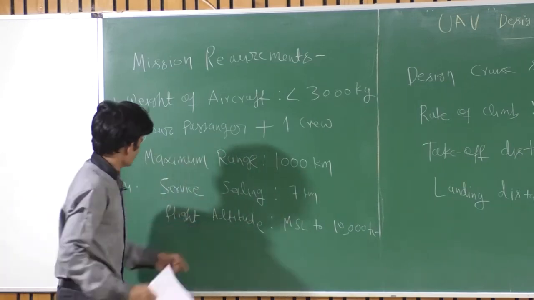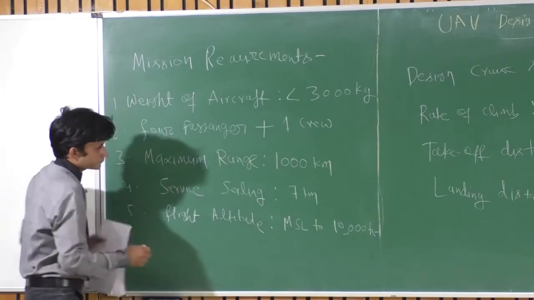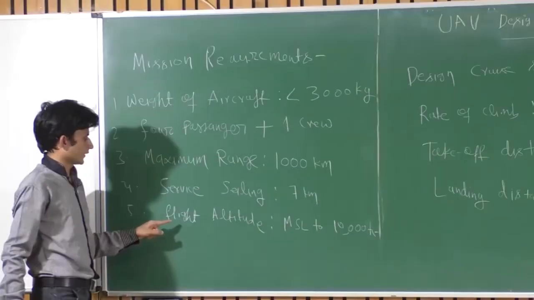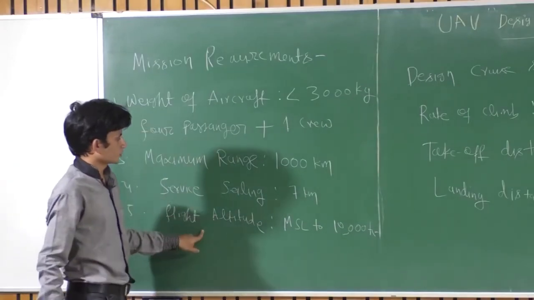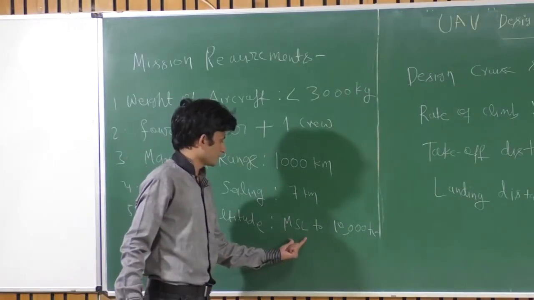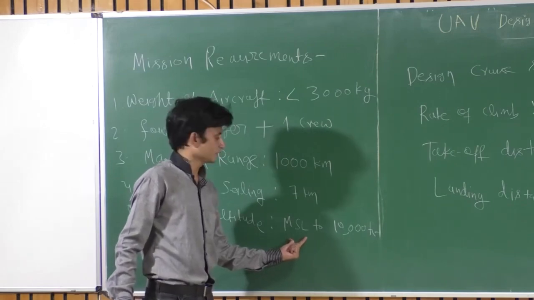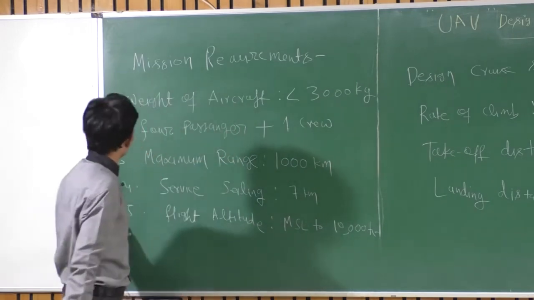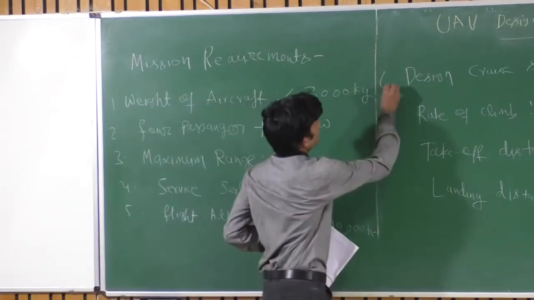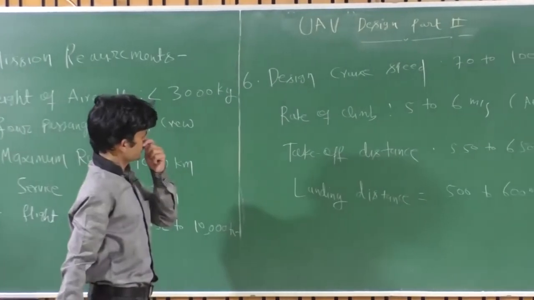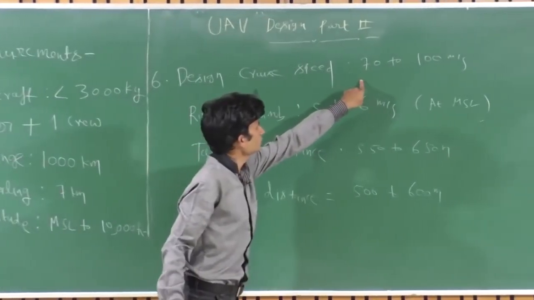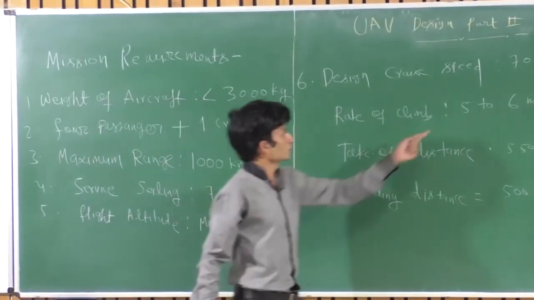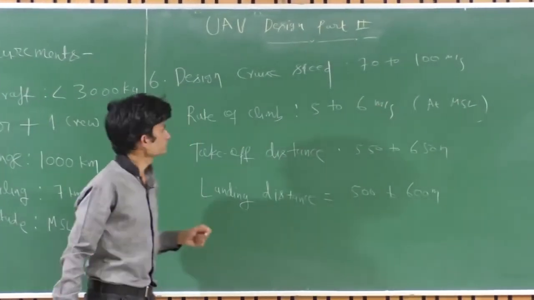Flight altitude should vary between mean sea level and 10,000 feet. If you want to fly at 0 kilometer, 1 kilometer, our aircraft should not be limited to flying only at mean sea level. It should also fly from mean sea level to 10,000 feet. The fifth and sixth requirement is that design cruise speed should be between 70 and 100 meters per second. Because here you are changing the altitude, so your flight speed will also change.